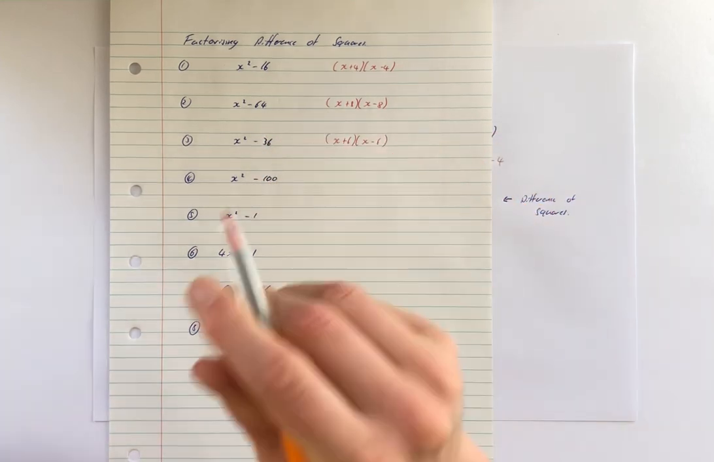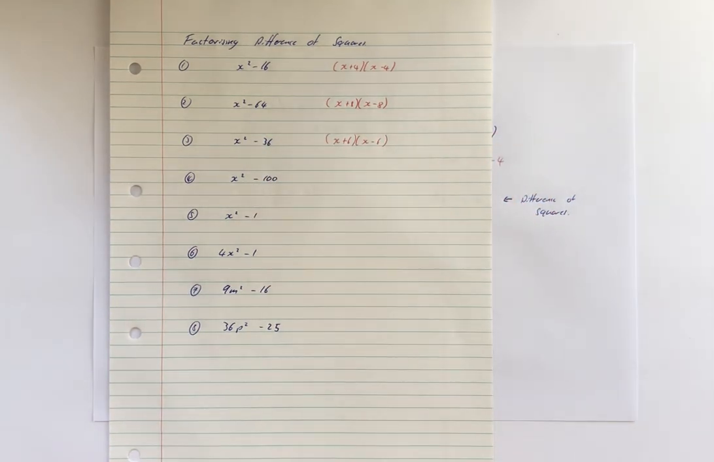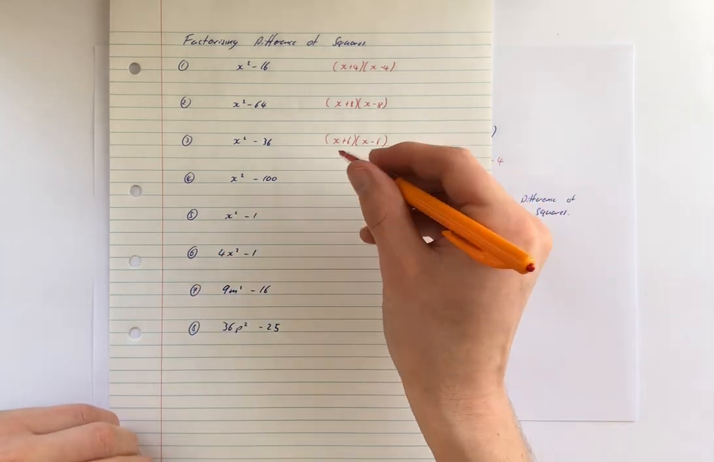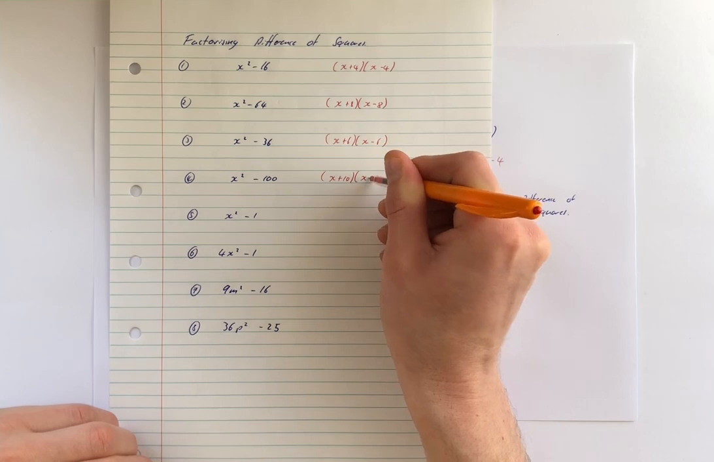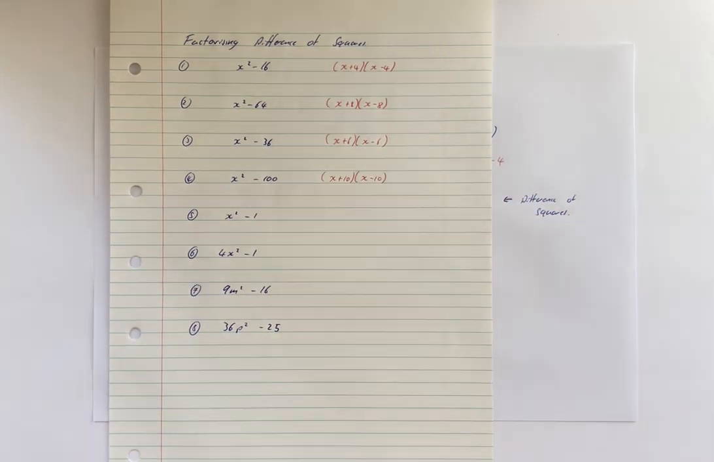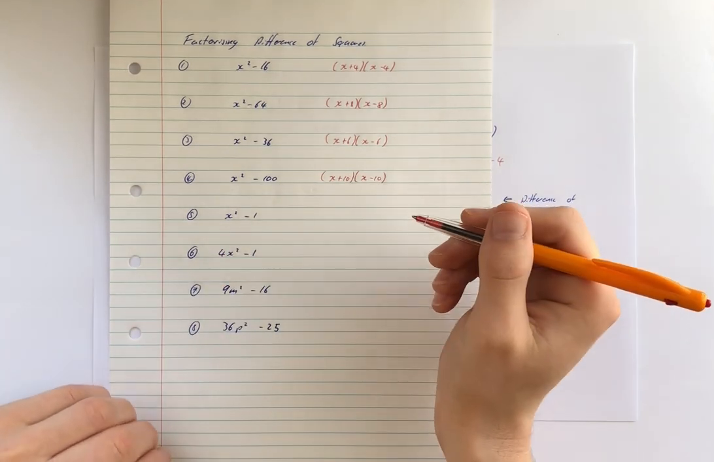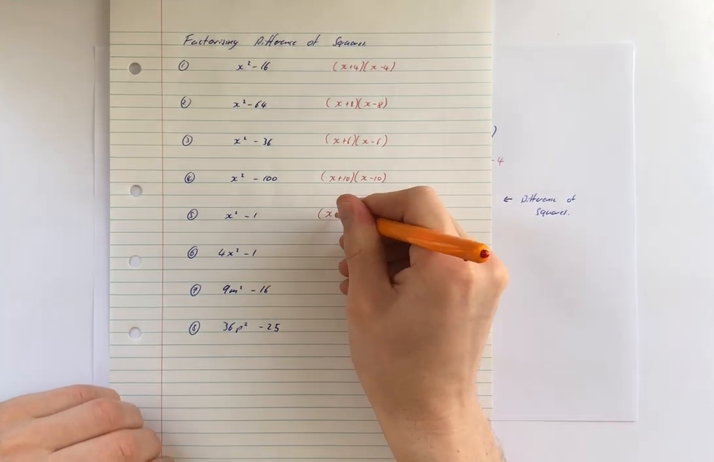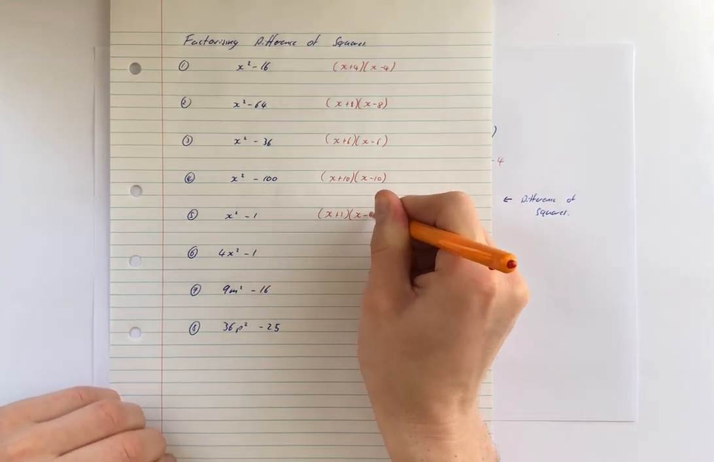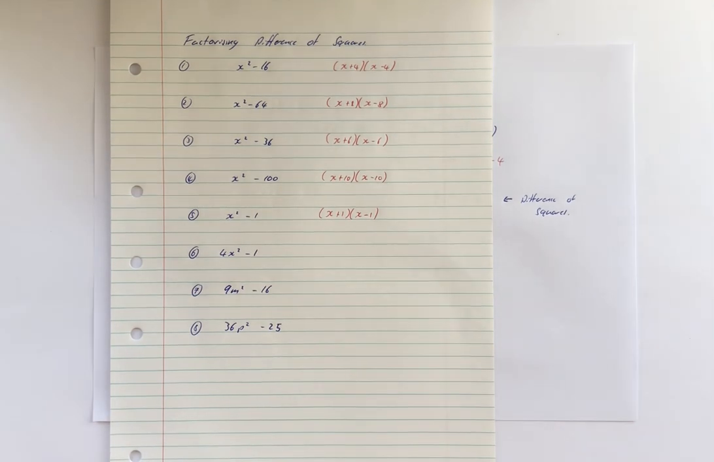We notice it's in the difference of two squares form. Here's a good one. X squared minus 100, x plus 10 in one bracket, x minus 10 in the other. Question 5 can usually stump a few people. They forget that the square root of 1 is just 1. So this one, x squared minus 1, that's the difference of x squared and 1. We have x plus 1, x minus 1.